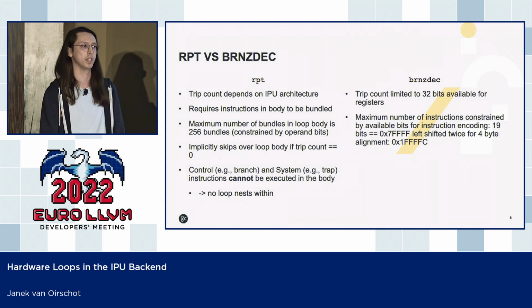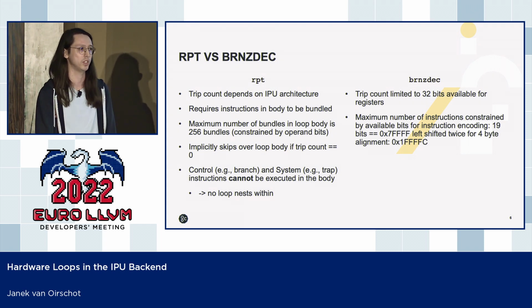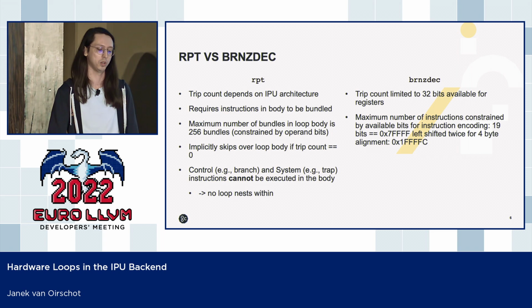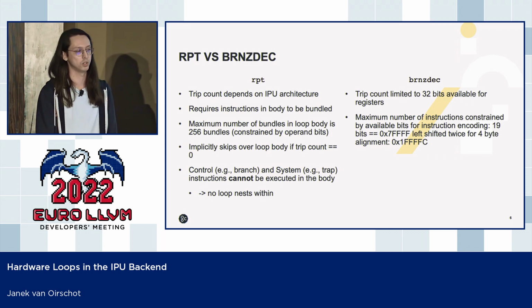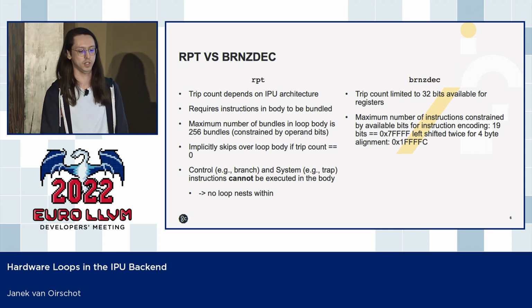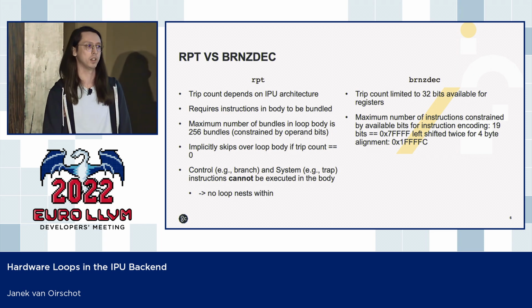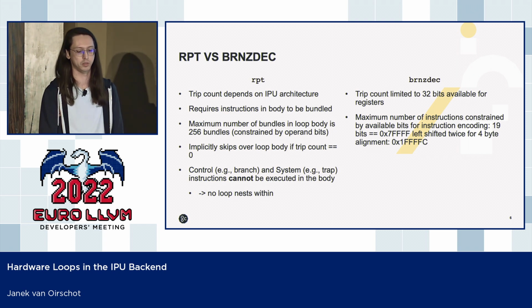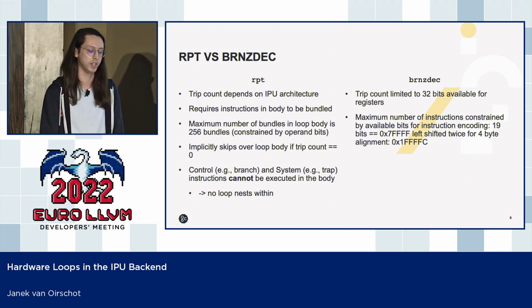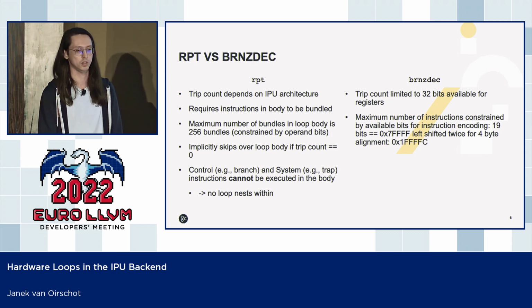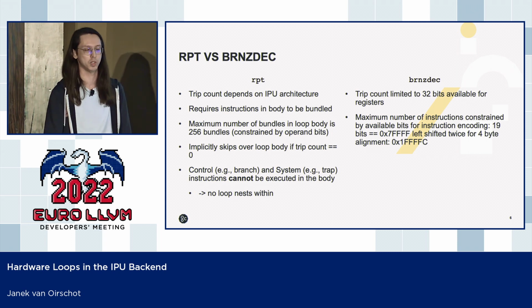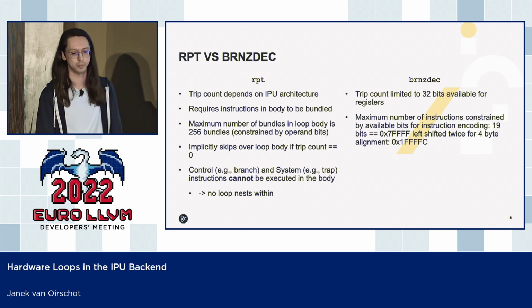On top of that, there's a constraint on the type of instructions that can occur within the loop body. We don't allow control instructions like branch or system instructions like trap. As a result, we don't allow any nested loops within a repeat loop. The branch non-zero decrement has a trip count limit of 32 bits, which is the bits available for the registers. Its range has 19 bits available, but since we access word sizes, we can offset that by 2, so we have basically 21 bits of range for that.